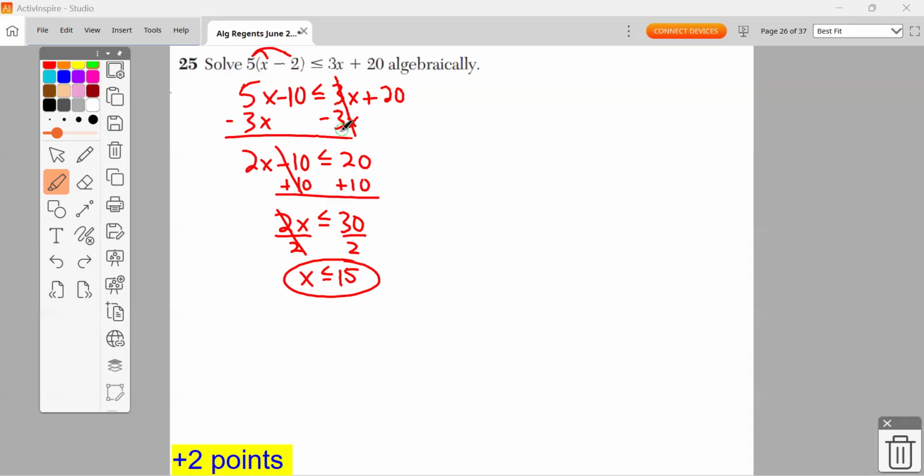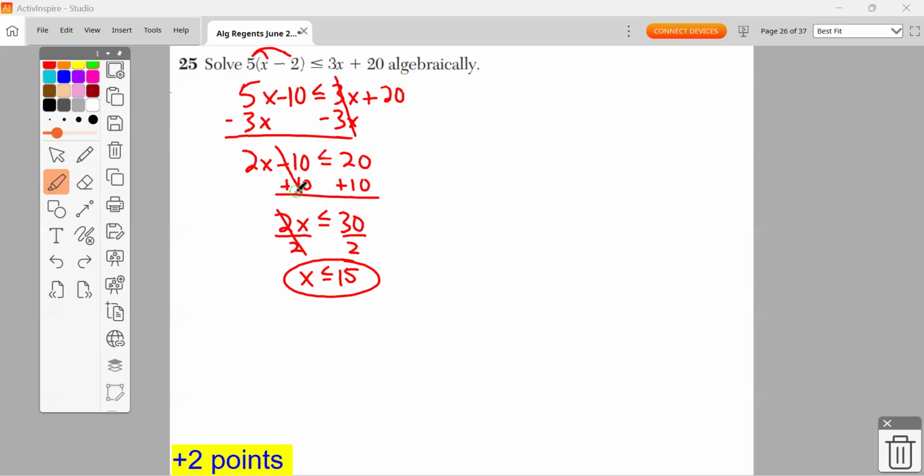You could have subtracted by 5x on both sides. You could have added by 10 on both sides. You could have subtracted by 20. I think it's easiest and the best thing to use the smaller of the two letters. So minus 3x minus 3x. 5x minus 3x is 2x. Bring down my negative 10, bring down my inequality symbol, bring down my 20.